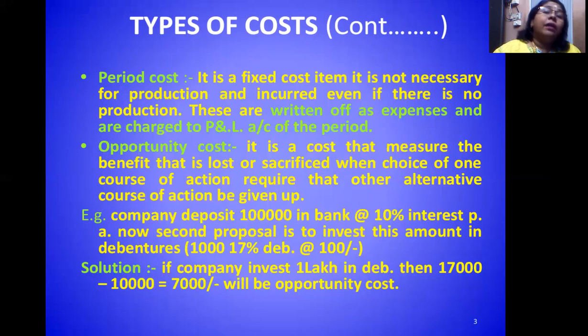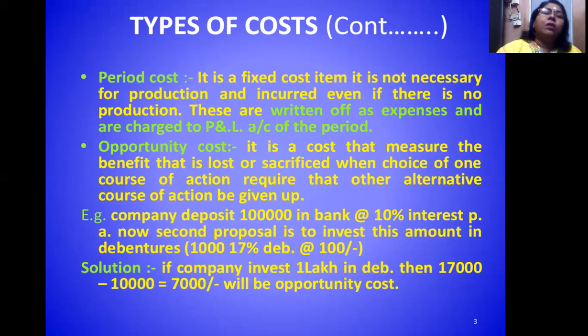But we can stop paying the salary to our laborers because they are engaged in the production of commodities. At the same time, we cannot stop paying the salary to the gatekeeper or the security, because whether the production is there or not, or the production is nil, we need to incur some expenses. Those expenses are called period cost. It is a fixed cost. It is not necessary for production and is incurred even if there is no production. So this is the exact meaning of period cost.